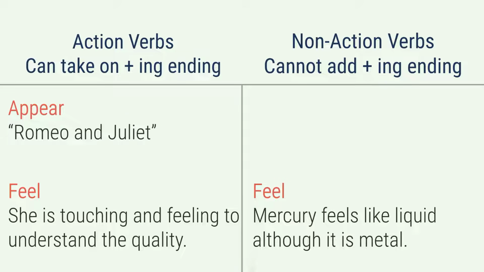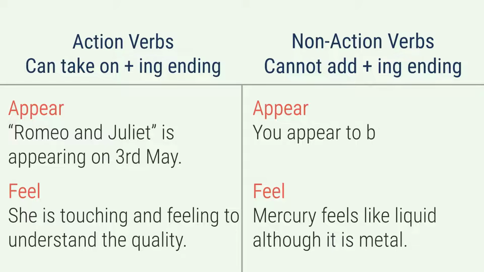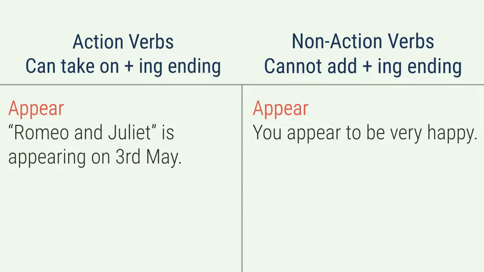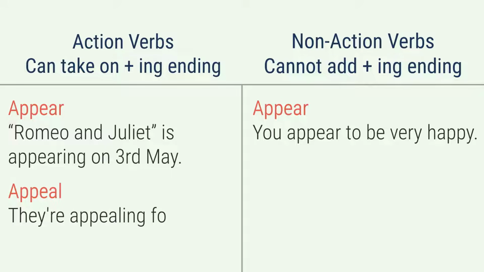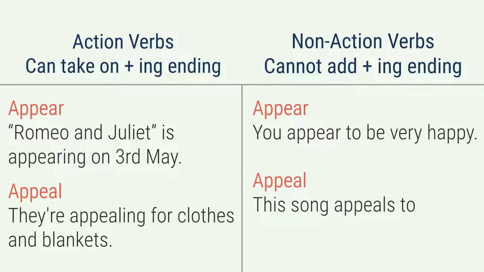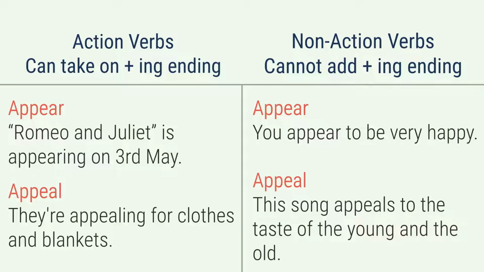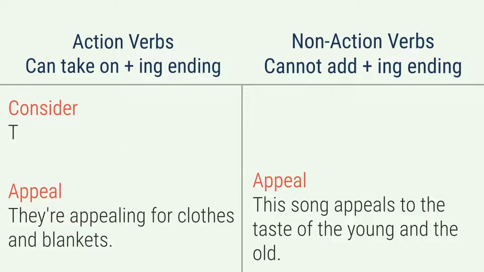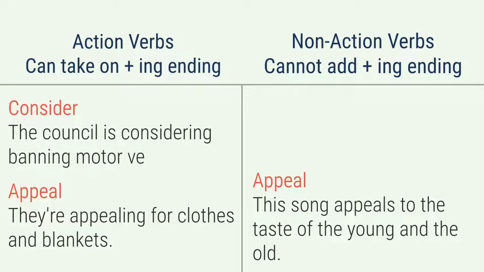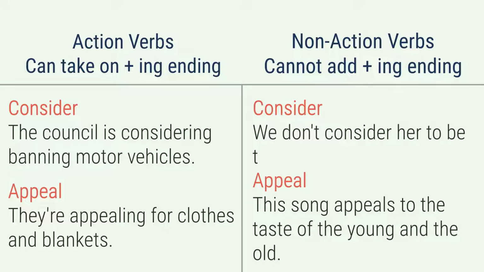Appear. Romeo and Juliet is appearing on the 3rd of May. And non-action, you appear to be very happy. Appeal. They are appealing for clothes and blankets. And non-action, this song appeals to the taste of the young and old. Consider. The council is considering banning motor vehicles. Non-action, we don't consider her to be the right person for the job.